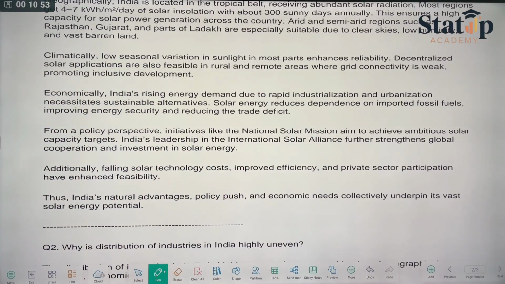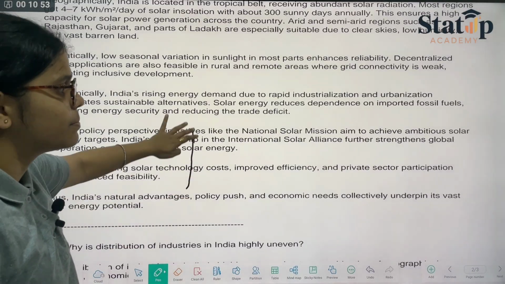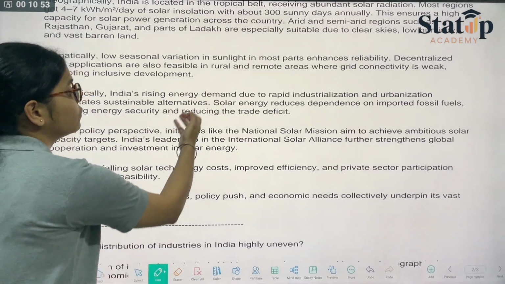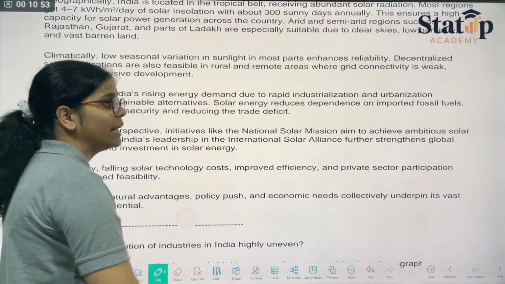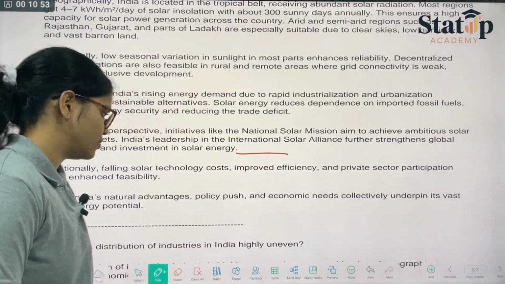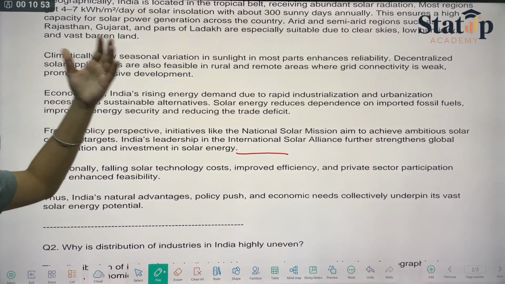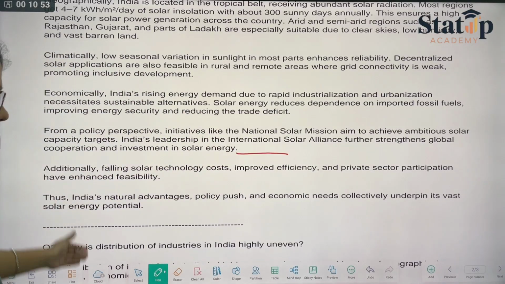Then the next thing we have economically is India's rising energy demand due to rapid industrialization, urbanization, and necessities, which makes sustainable alternatives necessary. Solar energy reduces the dependence on imported fossil fuels, improving energy security, reducing the trade deficit and all. And hence the policy perspective is also there. If you are aware of any of the policies or remember any policy at that point of time, you can mention the name of the policy over here as well. Then we have falling solar technology cost, improved efficiency, and private sector participation.